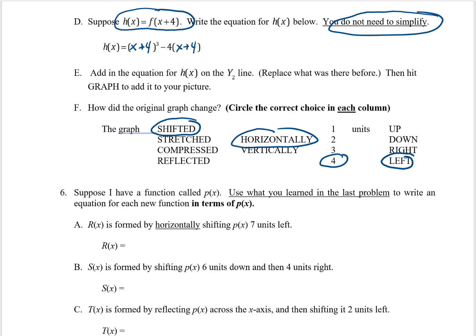One of the things to notice here is that the signs may work differently than what you expected. When I had an x minus 2 in there, the graph actually moved to the right. When I had an x plus 4, the graph moved to the left. So the horizontal changes are a little bit different than the vertical changes.